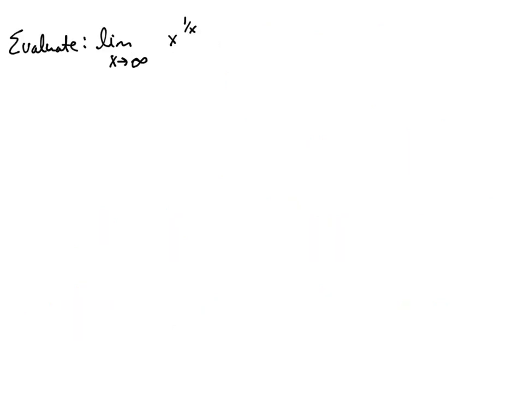Okay, so for this next example, we want to evaluate the limit as x goes to infinity of x raised to the 1 over x power. So again, by direct substitution here, we're going to end up with something like infinity raised to the 0 power. So this is an indeterminate form. So how do we evaluate this? Well, the first thing we want to do is let's let the limit that we're dealing with here be equal to L. Let's just set that equal to L for now.